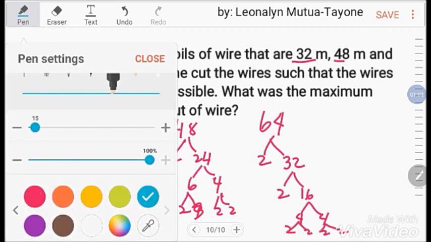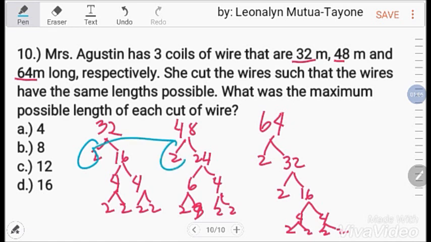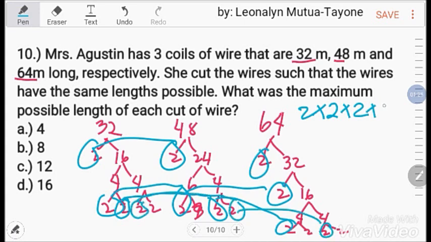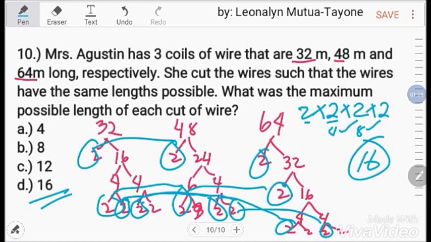So, hanapin natin ang mga factors na pareho. Ito, isang 2. Next, ito din. At ito. Ito na naman ulit. Isa pang 2. Mayroon pang 2 at mayroon pang 2. Ito ulit. Mayroon pang 2. Ito pa. Tsaka ito. And another 2. Wala nang pareho. So that means 2 times 2, that is 4, times 2, that is 8, times 2, that is 16. So, 16 ang answer natin.